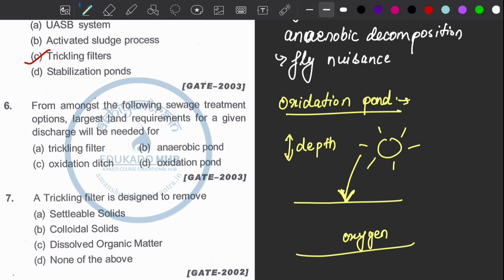And for less depth, if you have depth that is less, you have to increase the land mass. That means you have to increase the land area. So the option will be option D, oxidation pond.